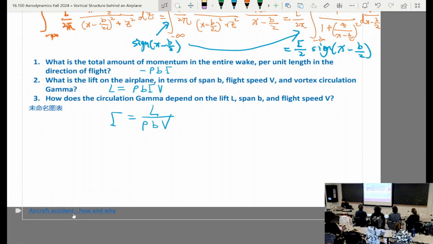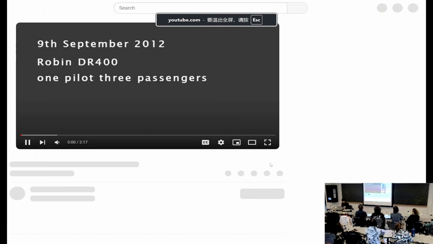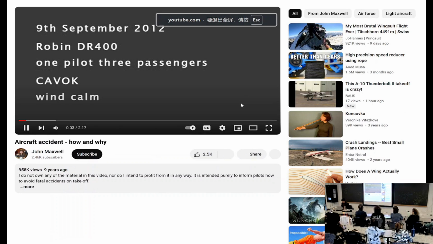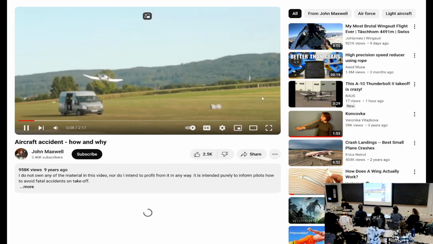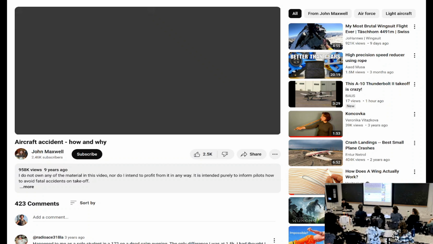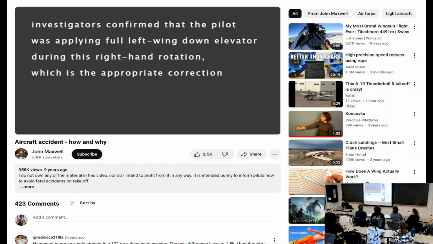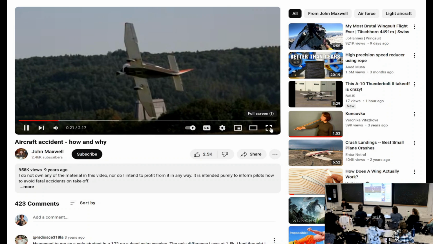Another thing that you don't want to fly around is something like this. Wind calm. Why did this happen? Right, very similar to what we saw before. So look at what the pilot is doing.